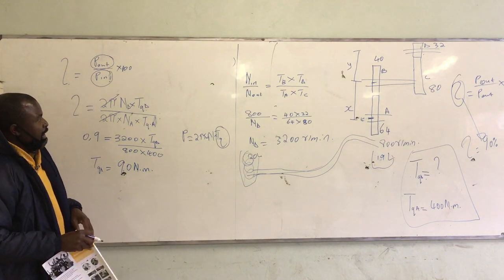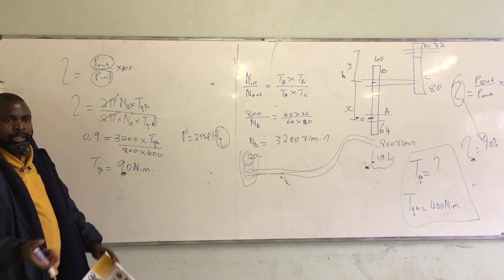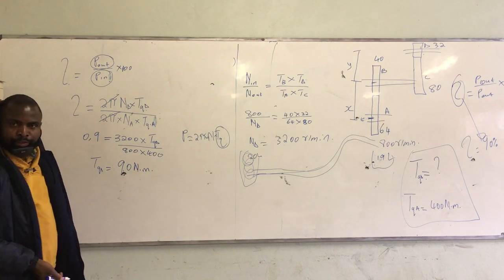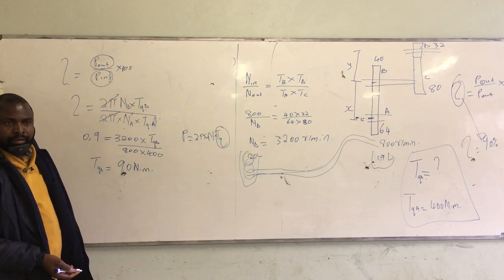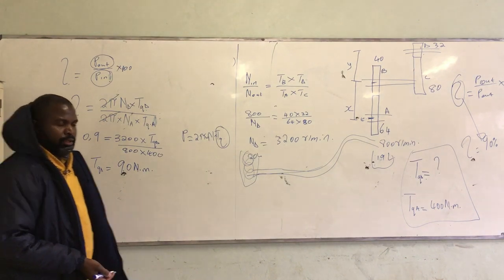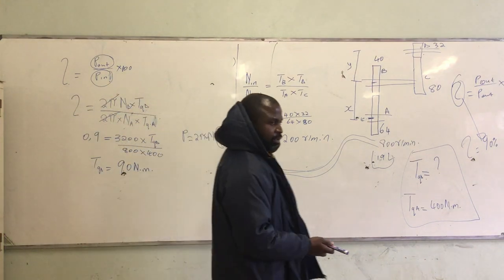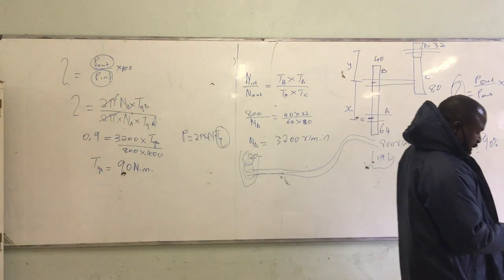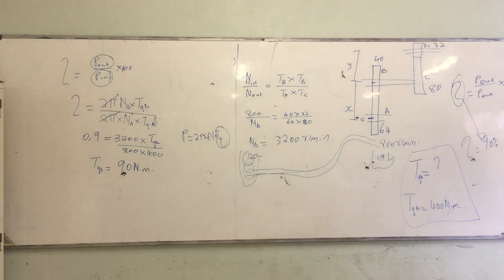So if you are told to calculate power, you know the formula for power, 2 pi N T over 60. That is how you calculate power. We did not understand that one.